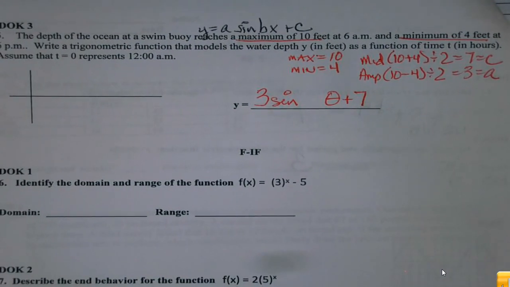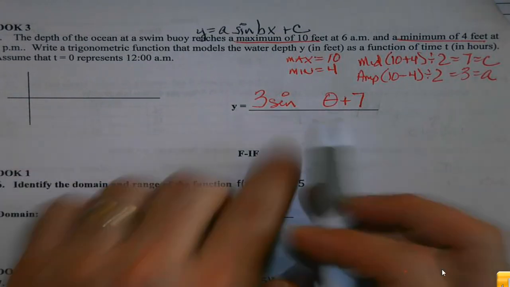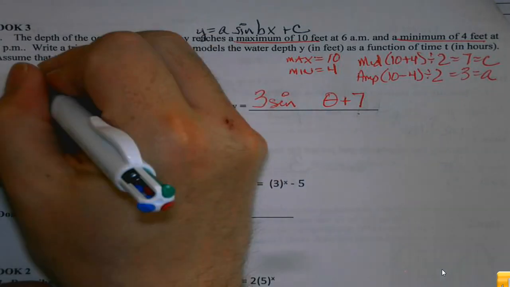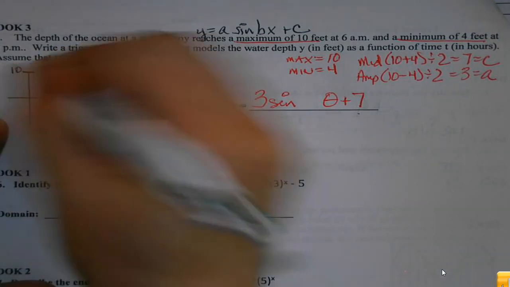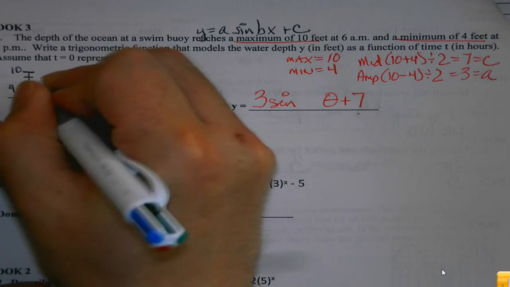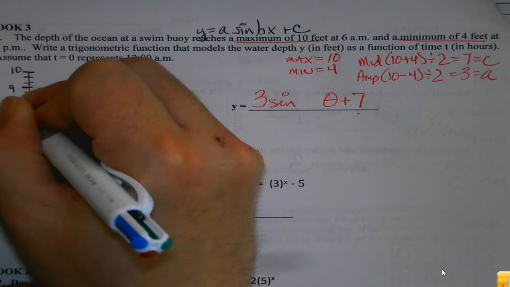So let's just say, for instance, that my B was 1. It was normal. This was my graph. So if I went and I started to look at graphing this, I'm like, okay, the max is going to be up at 10. The min's going to be at 4. And I'm deciding I'm just going to count by 2s here.